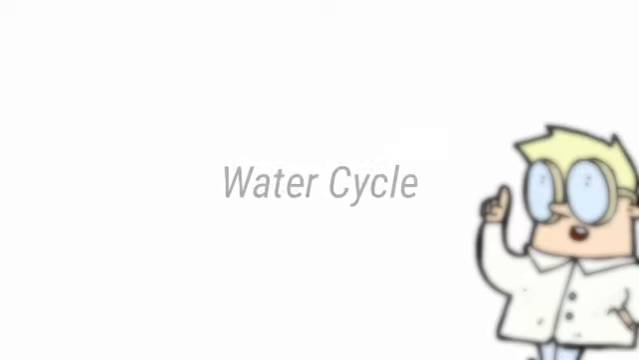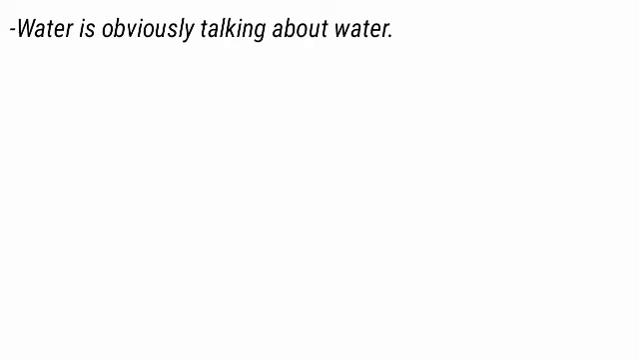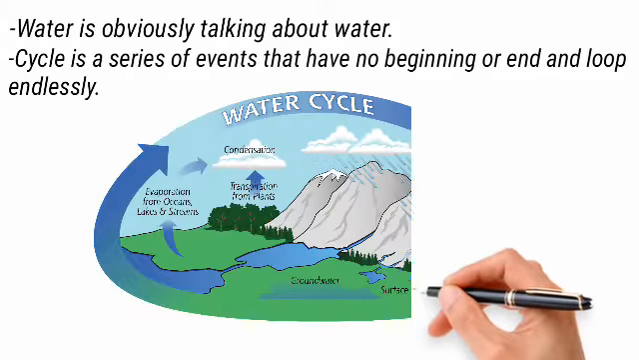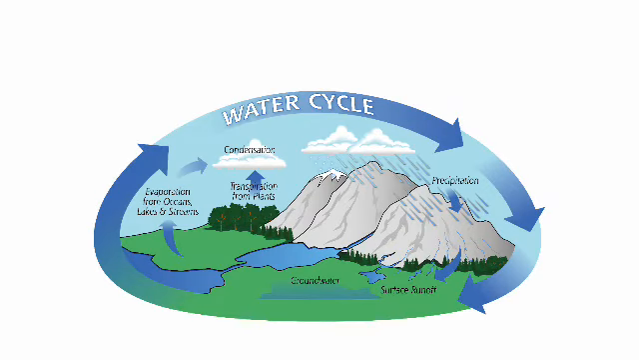Today we'll be learning about the water cycle. When you hear the word water cycle, what do you think of? Well, water is obviously talking about water, and a cycle is a series of events that have no beginning or end and loop endlessly. From that, we can gather that the water cycle is a series of events that loops endlessly.